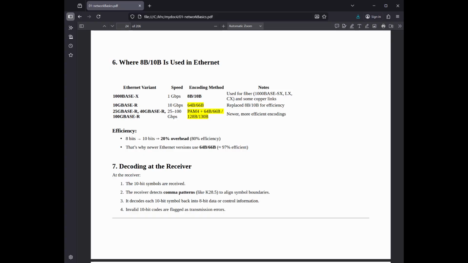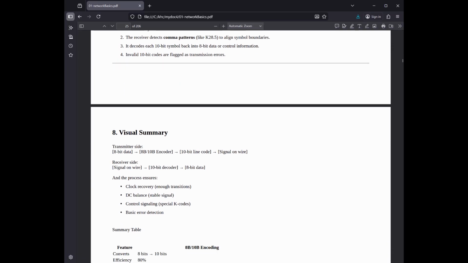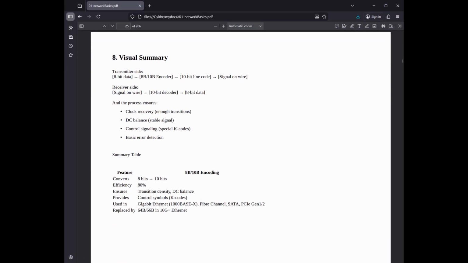Summary. The receiver's role is essentially to listen for the link synchronization signals, K symbols, align the bytes correctly, check for errors using the valid code rules and disparity checks, and reverse the lookup table process to retrieve the original 8-bit data stream. In an Ethernet system using 8B/10B encoding, the transmitter and receiver cooperate closely at the physical layer, PHY, to ensure data is transferred reliably, synchronized, and with proper signal characteristics.